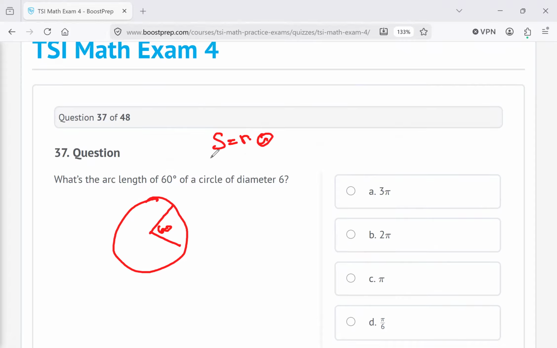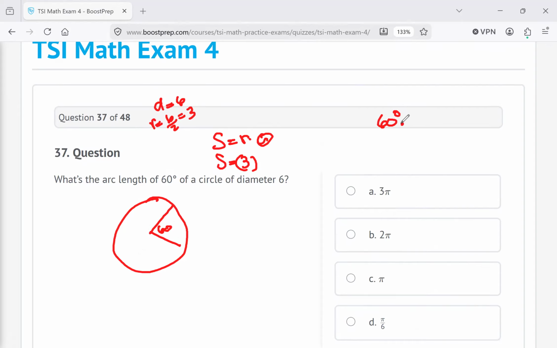Do we have the radius? No. We have a diameter that's 6, but we could find the radius by taking half of the diameter, which is 3. So the radius is going to be 3. And then do we have the theta? We do have the degree, but they want it in radians. So what is 60 degrees in radians?